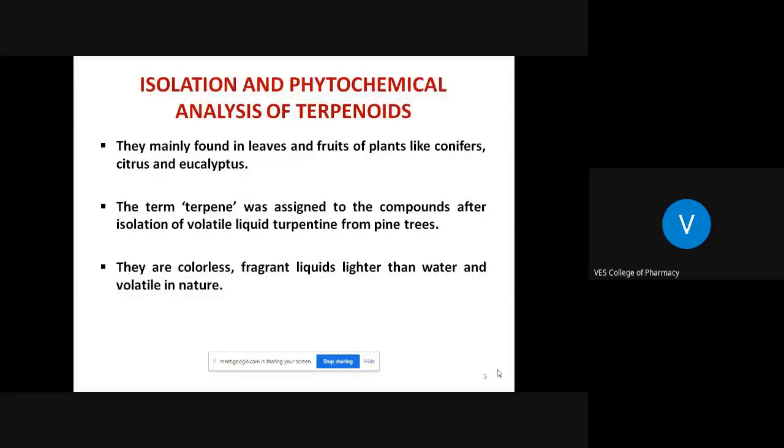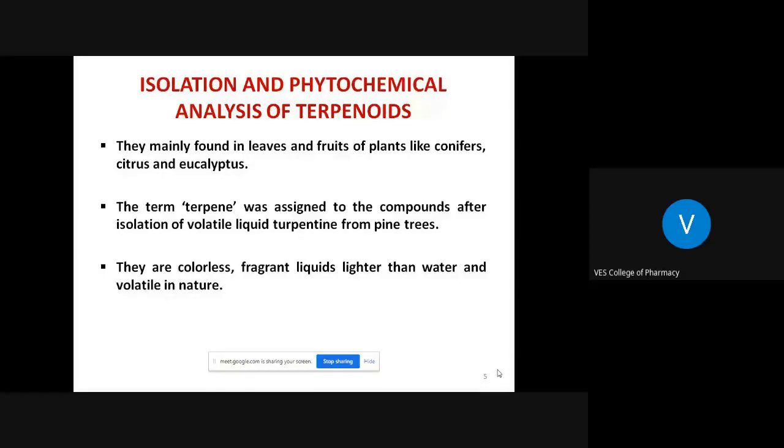The term terpene is assigned to the compounds after isolating the volatile liquid, that is turpentine, from the pine tree. So we are getting turpentine oil from the pine tree, that is Pinus palustris Miller, belonging to family Pinaceae. So from there, the word terpene came into the picture.